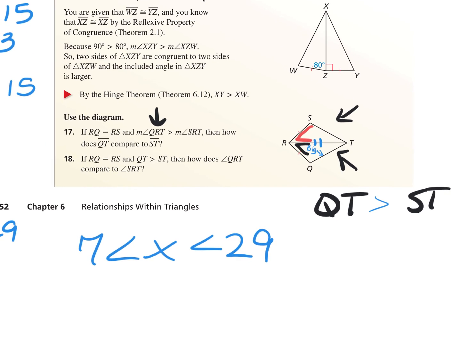And then in 18, they're telling me that QT is the bigger side, and now they want me to compare angle QRT to angle SRT. Well, since I know that this side is the biggest, then I know it's across from the biggest angle. So angle QRT is greater than angle SRT because the side across from it is the bigger side.